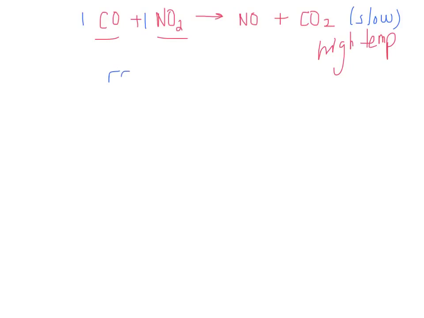So when we write the rate law, remember rate is k times the concentration of the reactants to some power. So CO is going to be to the 1 power, and NO2 is going to be to the 1 power. Remember, you can only do this if you're looking at mechanisms and you know the slow step. You can't do it automatically from the overall stoichiometry. But that comes in handy when you do.